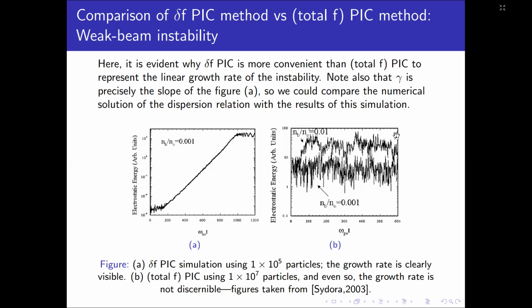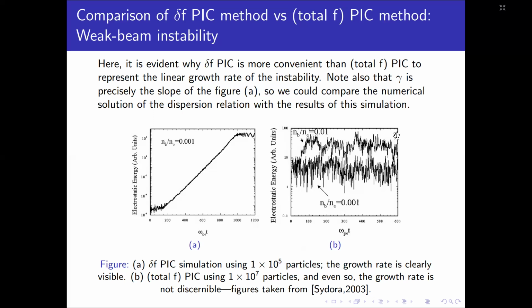Yeah, it's continuous. And in the second case, in the B panel, it's the same. The only difference is that, for example, here we only conduct the simulation, the total F particle in cell, for around 600 time steps. But in this case, we need to extend these time steps to see the nonlinear saturation.